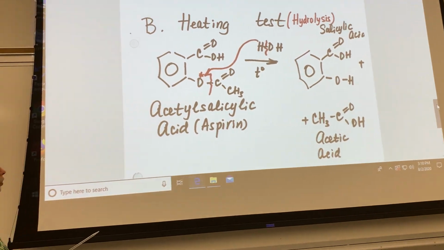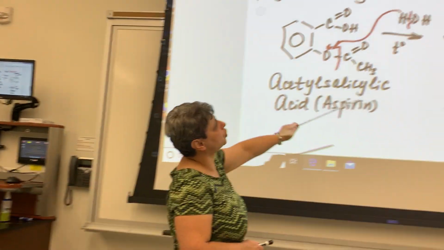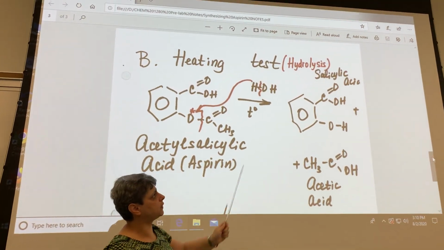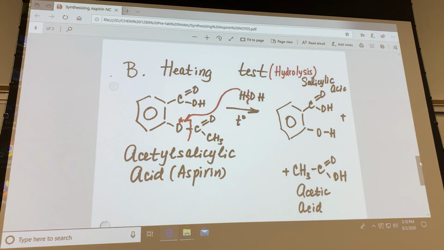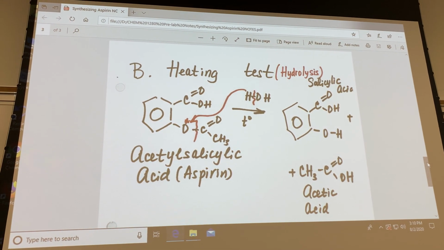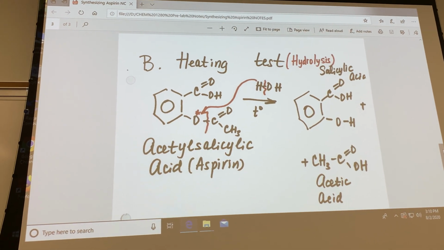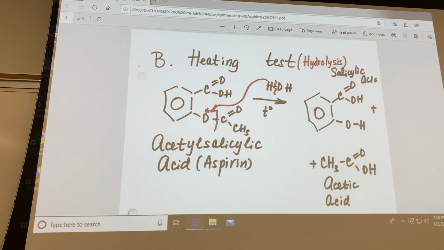And another important definition I would like you to know after this is the definition of hydrolysis. I wrote it in red right up there. Hydrolysis in general means reaction of a substance with water. So in this case, aspirin is going to be reacting with water.